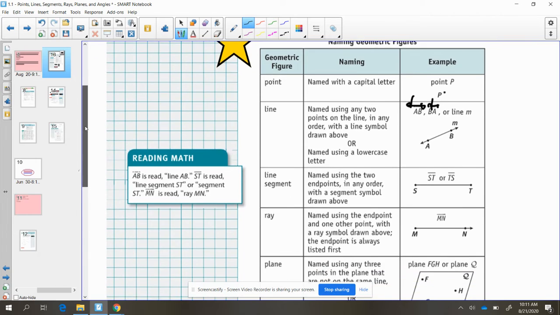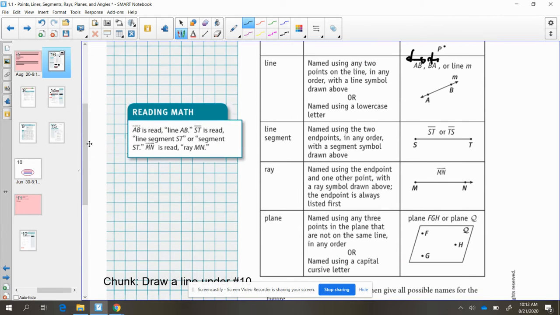Otherwise, what we're going to see is a line segment, where you notice there are 2 end points that make up the end of our line segment. They stop. So above them, you will see just a segment bar, no arrows included, so we know the difference between the 2. It does not matter which endpoint you start with. You could call this line segment ST, or you can call it TS.